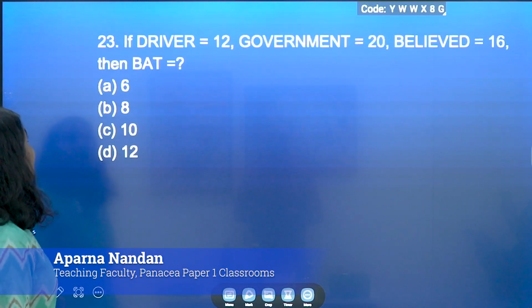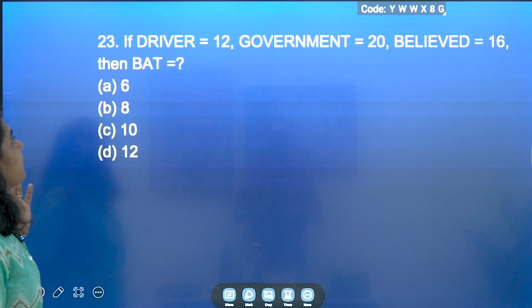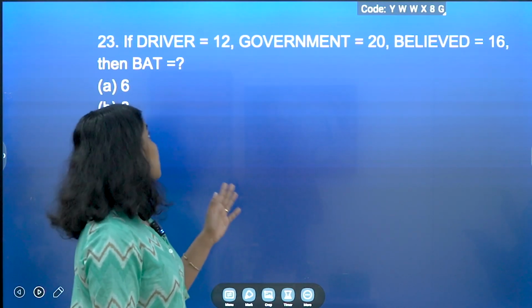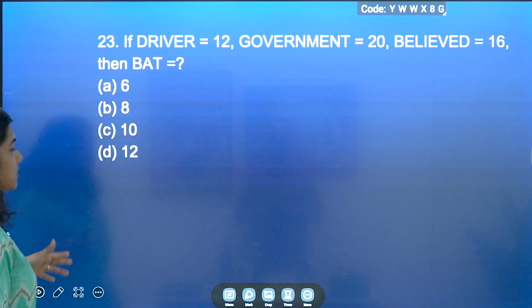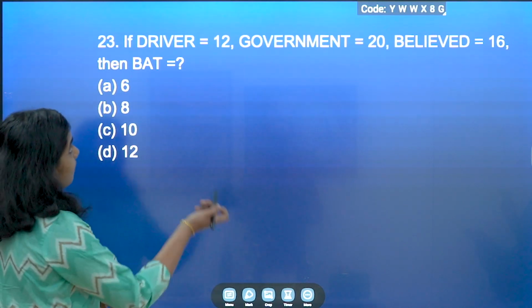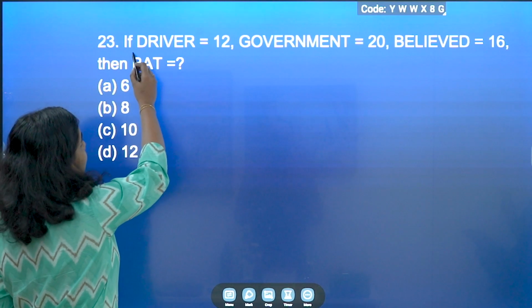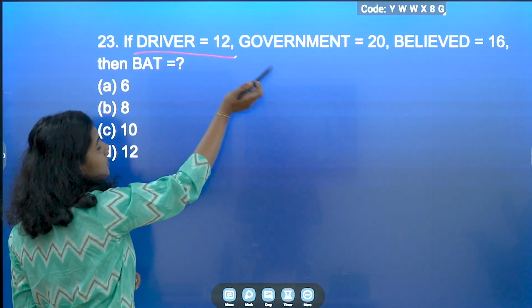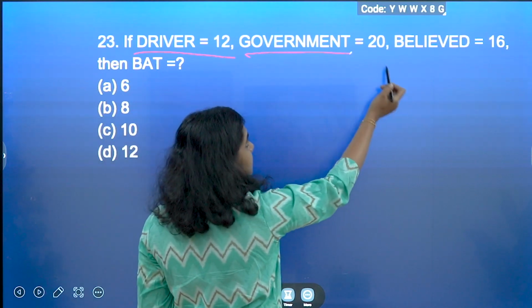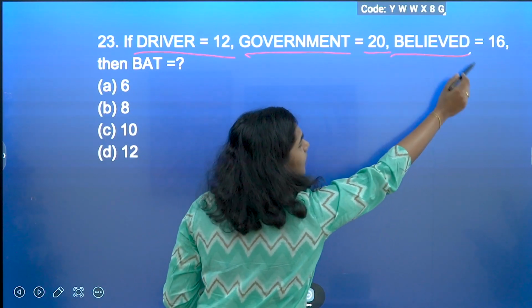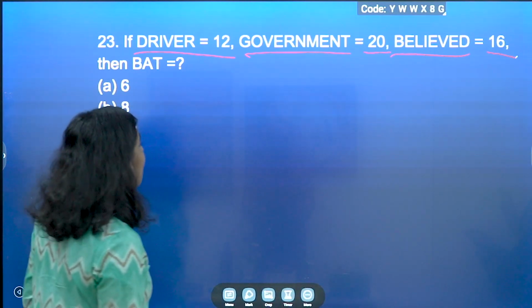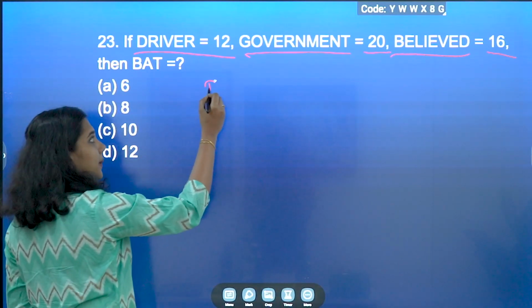So if driver is equal to 12, government is equal to 20, believed is equal to 16, then bat is equal to? So this is a coding and decoding question. Your word is driver and the code is 12. The word government and the code is 20. Another word is believed and the code is 16. So now you have to find out the code for bat.